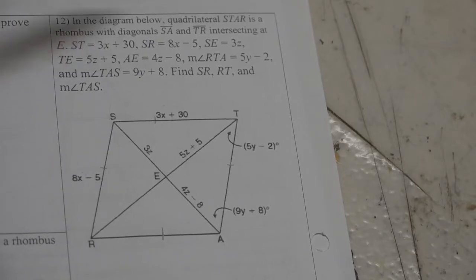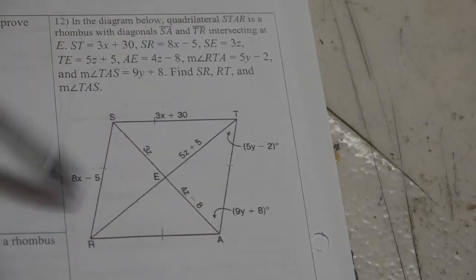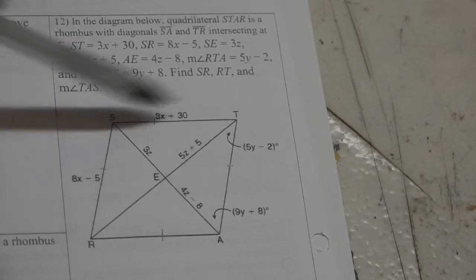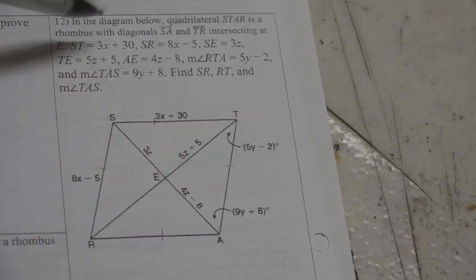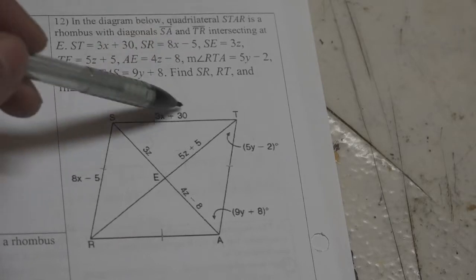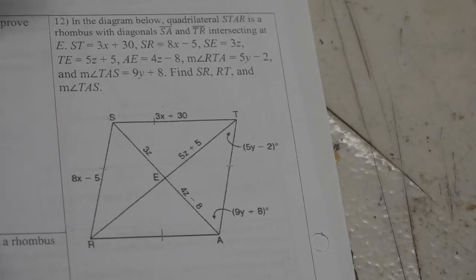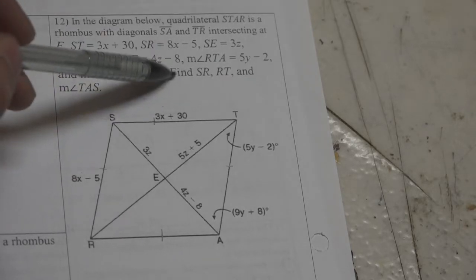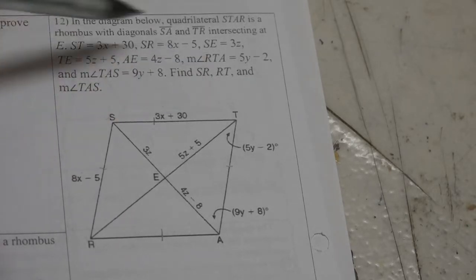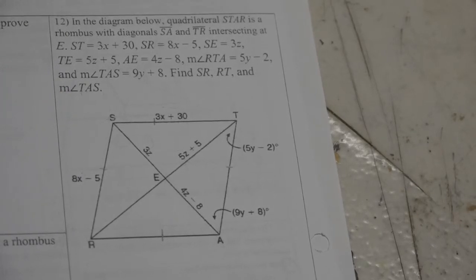In the diagram below, quadrilateral STAR is a rhombus. Okay, so that's a good piece of information. Now, they give us all the measures of each of the necessary things that we need in order to solve the problems. So the question is, find SR, RT, and the measure of angle TAS. All right, so let's see.